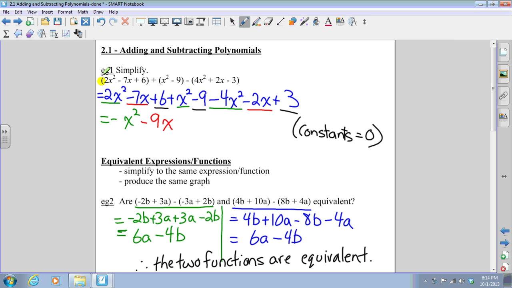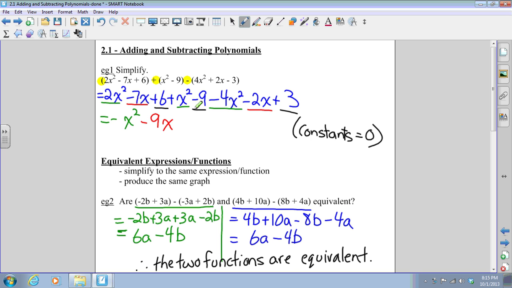For example, the first sign in front of the bracket, there's nothing there, so that's understood as a positive sign. When it's positive, you can simply drop the brackets. Same with the second example. But the third one is tricky. There's a negative in front, which means, hey, you're really multiplying everything inside here by -1, or you simply just change the signs. So for example, 4x squared becomes -4x squared, and positive 2x becomes -2x, and -3 becomes +3. All right?